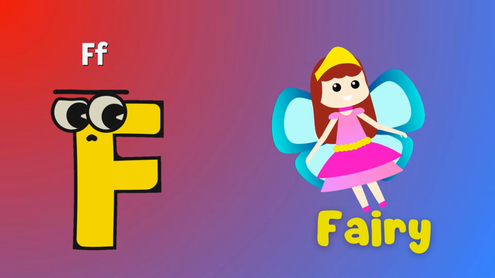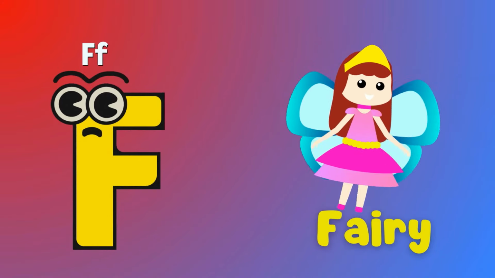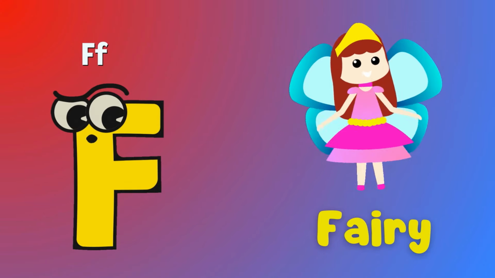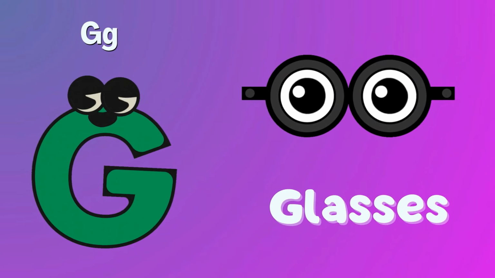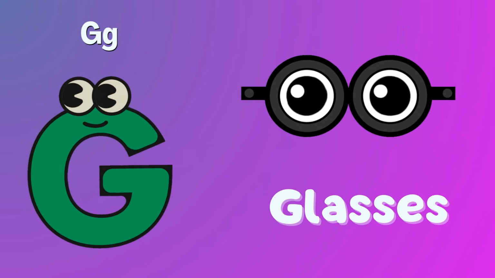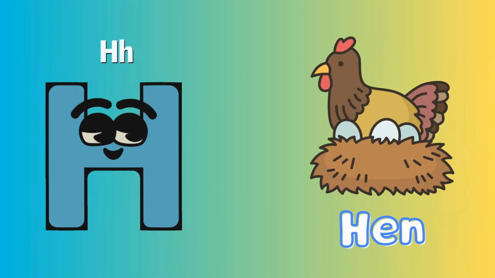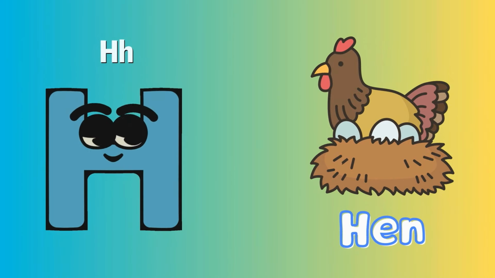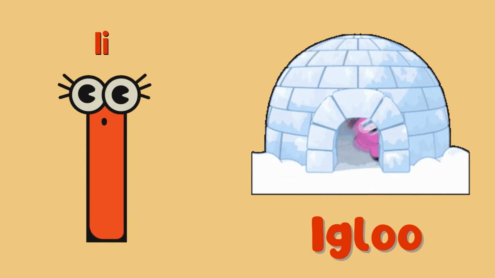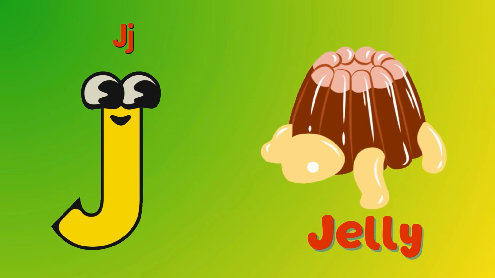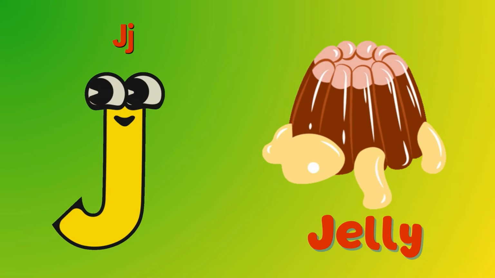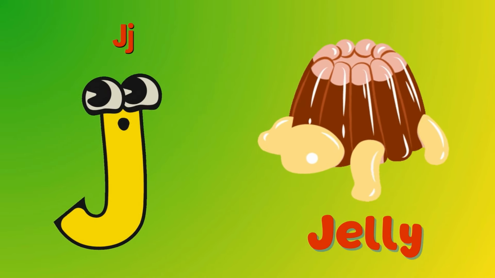F is for fairy, f, fairy. G is for glasses, g, g, glasses. H is for hand. Igloo, I, I, igloo. J is for jelly, j, j, jelly.